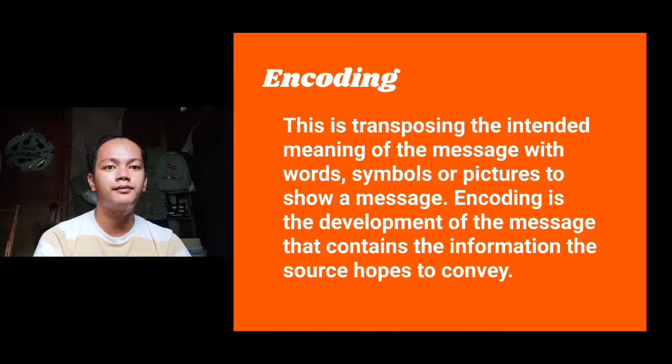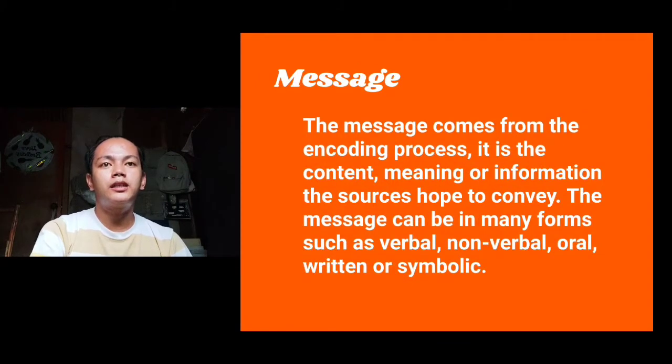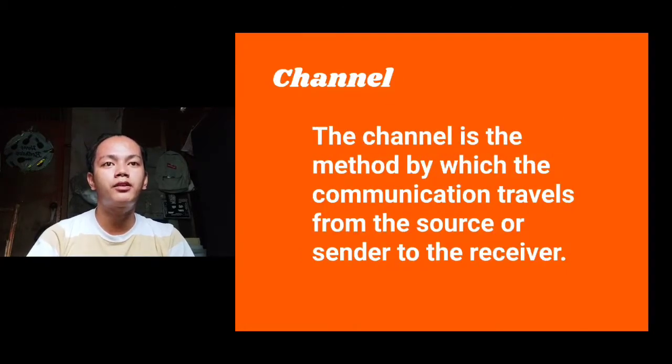Message comes from the encoding process. It is the content, meaning, or information the source hopes to convey. The message can be in many forms such as verbal, non-verbal, oral, written, or symbolic. Next is channel. The channel is the method by which the communication travels from the source or sender to the receiver.